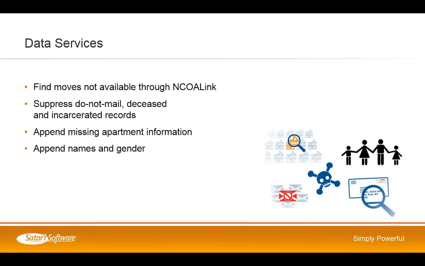We do have some additional services in addition to the walk sequencing that are available. We have a service called ECOA, which allows you to get some moves that are not available through the USPS NCOA Link service. We have a suppression suite that allows you to suppress records that are on a do not mail list, anybody who's deceased or at an incarceration facility. We also have a feature to fill out the remainder of your address with apartment information, and a service to append names and gender information to your records as well.